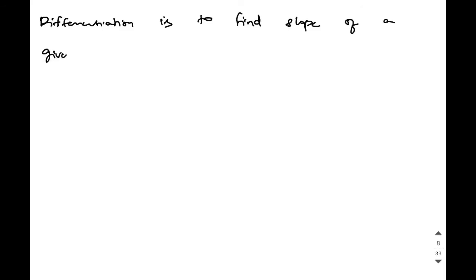As I told you previously, differentiation is to find the slope of a tangent to the curve at a particular point.